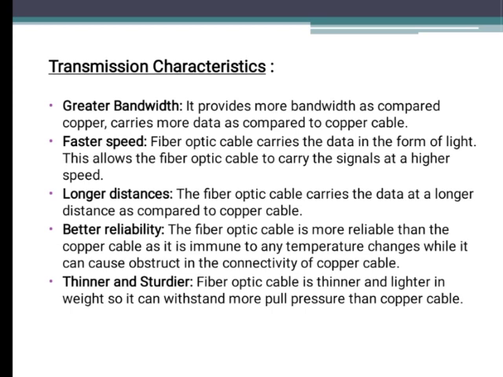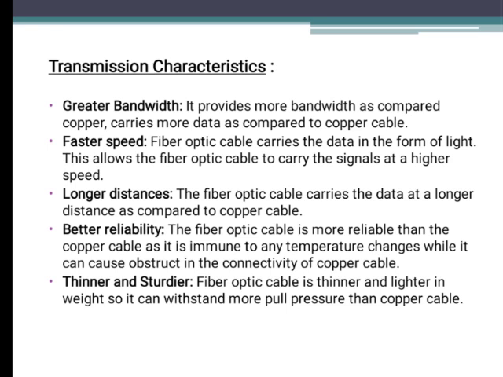It has greater bandwidth. It provides more bandwidth as compared to copper and carries more data. It has faster speed. That is, it carries the data in the form of light, and this allows the fiber optic cable to carry the signals at higher speeds and longer distances. The fiber optic cable carries the data over a longer distance as compared to copper cable.